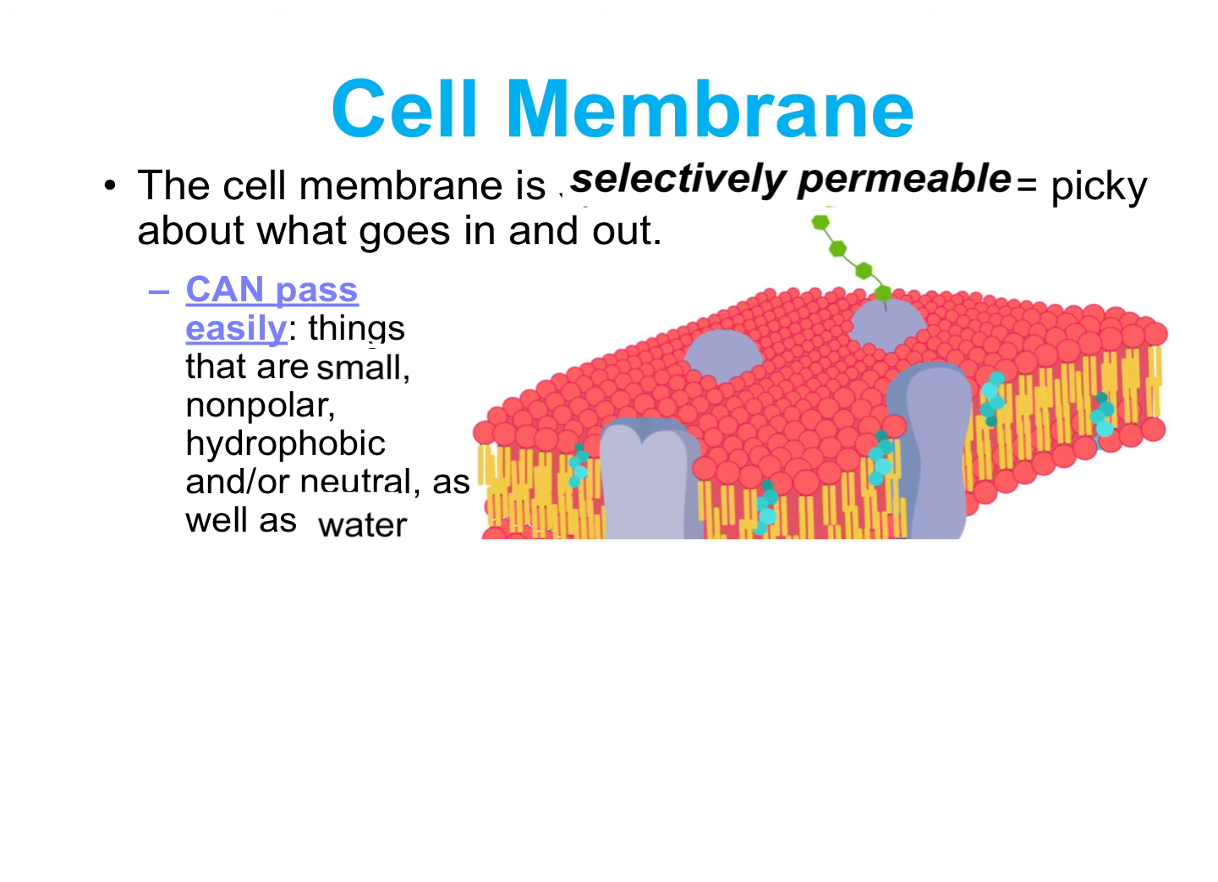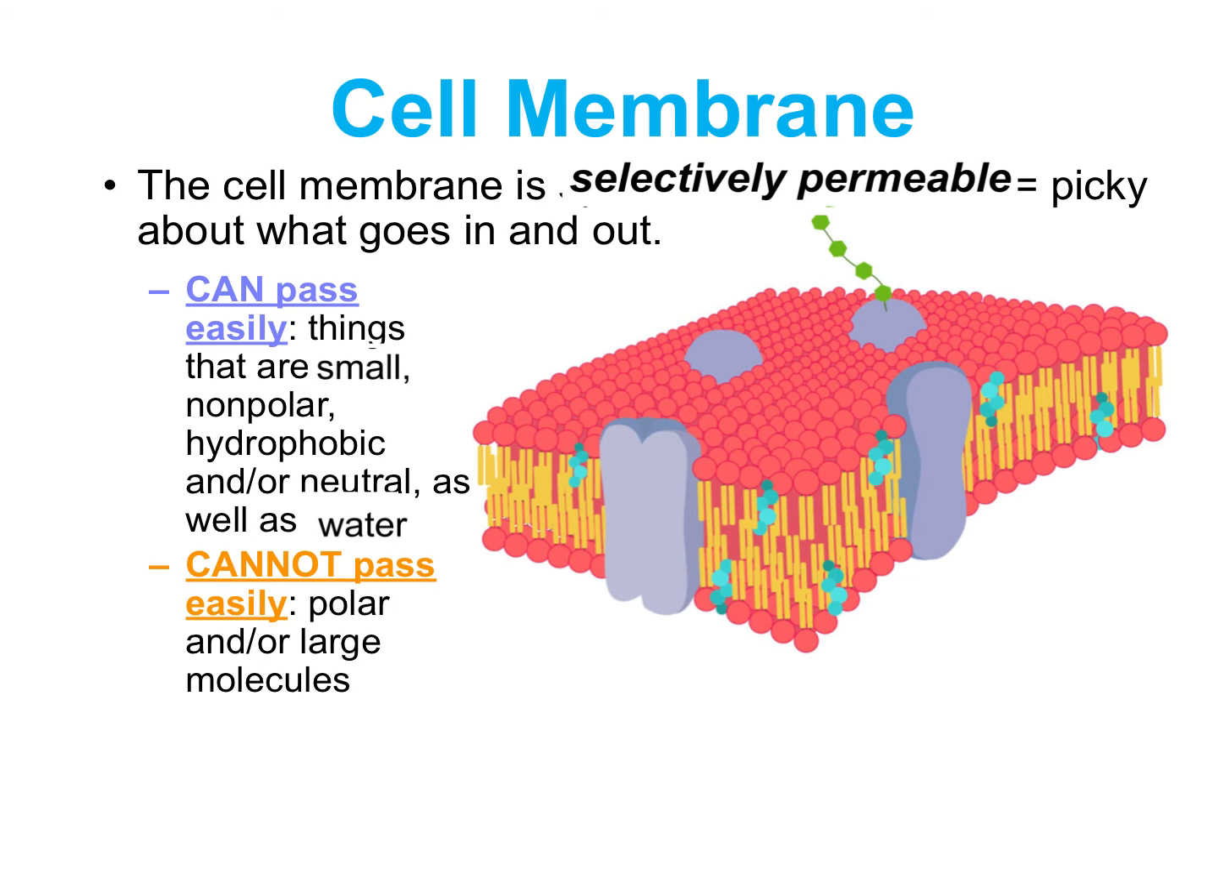So kind of weird to think about, but our non-polar hydrophobic things, so oil, water-fearing things, or neutral things like water can pass easily through the cell. Whereas things that cannot pass easily are things that are polar or very large molecules. They will have more difficulty passing through.